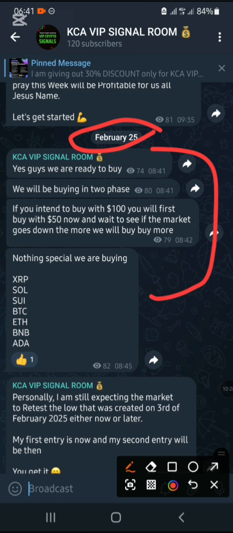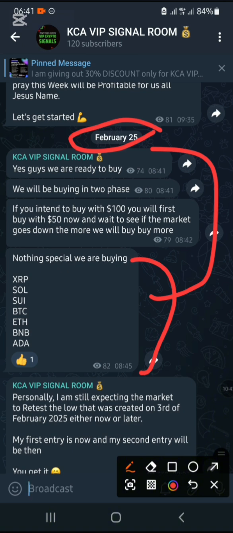Yes guys, we are ready to buy. We will be buying in two phases. If you intend to buy with $100, you can buy with $50 first. And these are the assets we are buying. Those are the top assets I showed you. These have been our priority whenever we are buying on spot. We don't buy many coins on spot. These are our hard-earned money. We don't joke with it. So we are very, very conscious of what we buy and the kind of purchase we make.